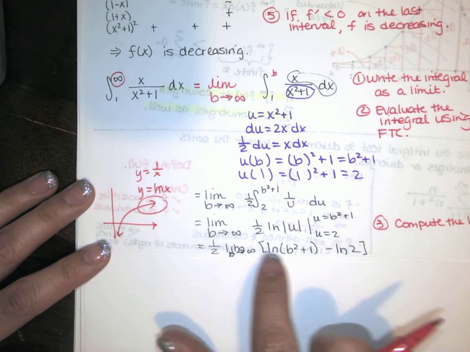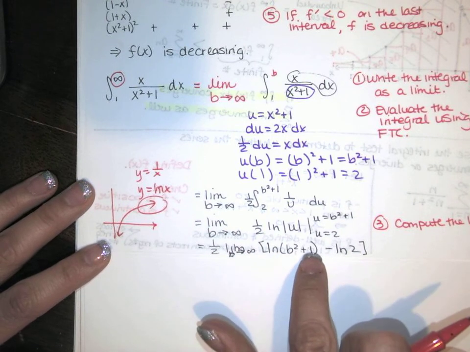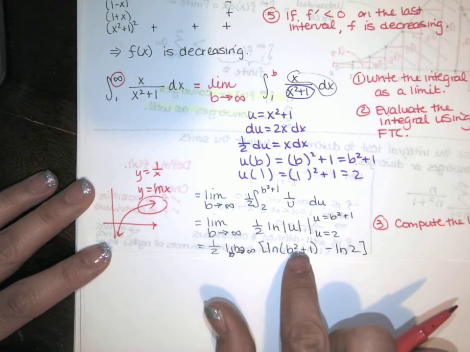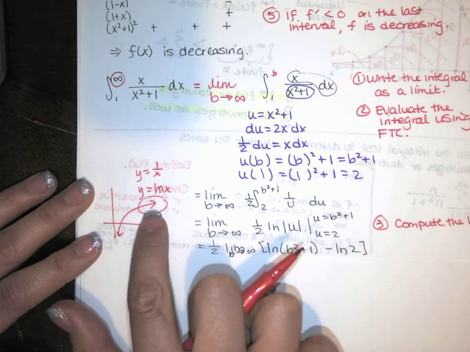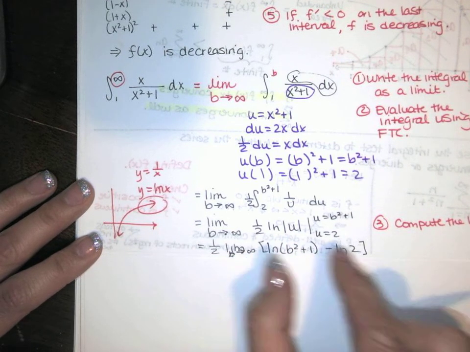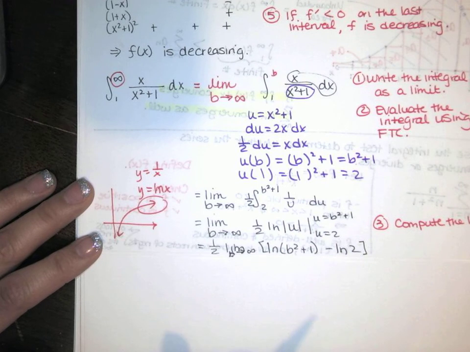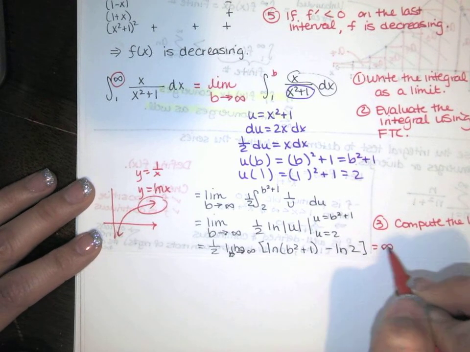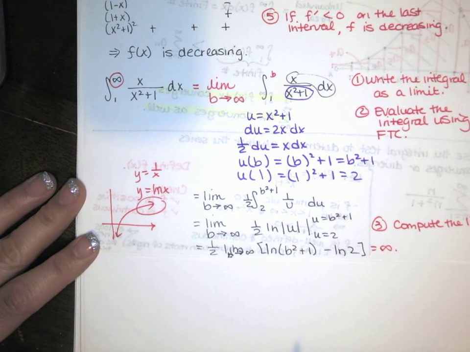So as b goes to infinity, b squared plus 1 goes to infinity, so I have natural log of a large number. Natural log of a large number is a large number, so this is going to infinity. Subtracting the natural log of 2 doesn't do much. Taking a large number and multiplying it by 1/2 doesn't do much, so we get infinity. What does that tell you?